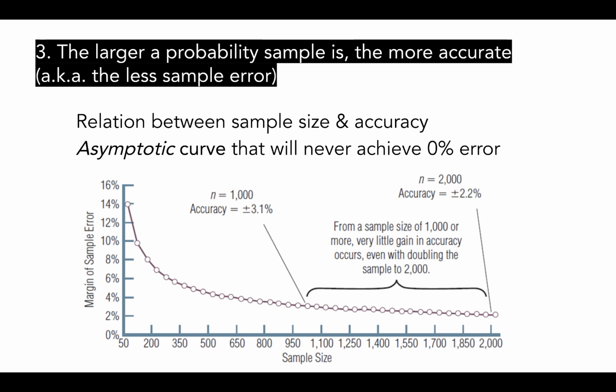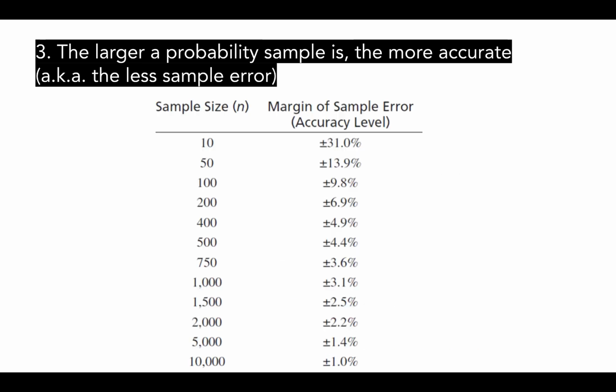And why will it never reach zero? That's because you're still sampling. It's still a sample, and a sample will always have some sample error, or in other words, will always have some inaccuracy. The only way to get perfect accuracy would be to do a census, which is not even a sample. It's the whole population, as we said in the first axiom. So this is something to keep in mind, that asymptotic relationship between sample size and accuracy.